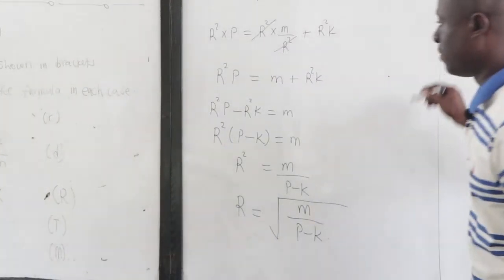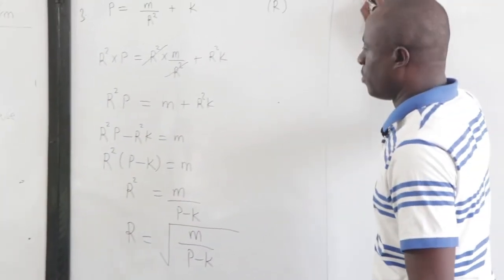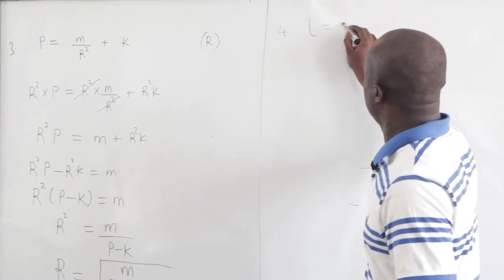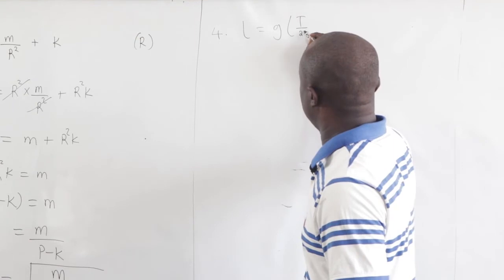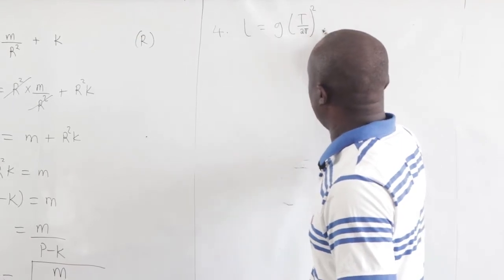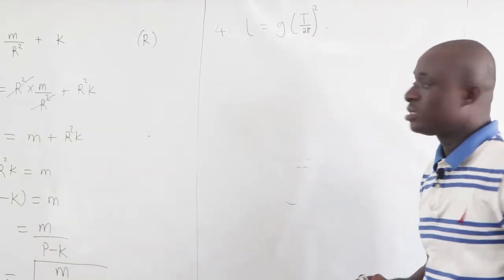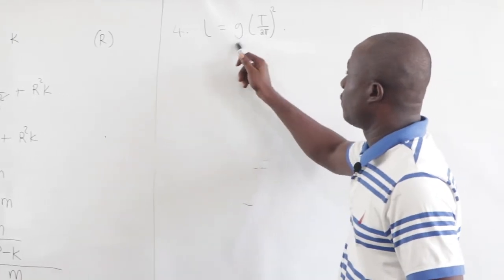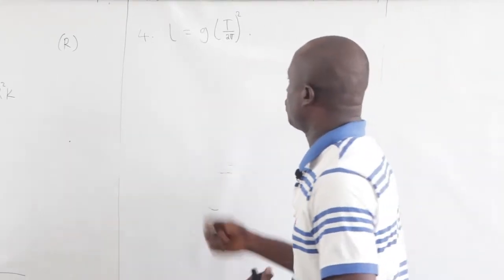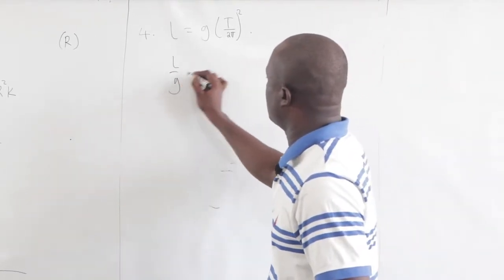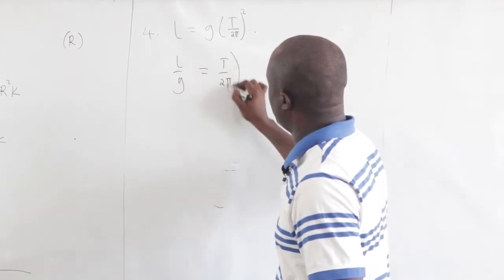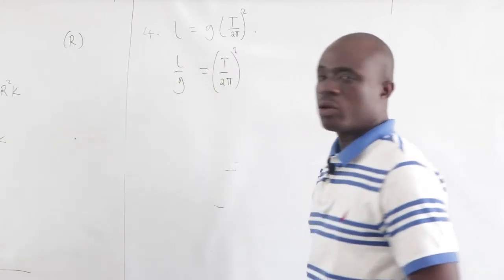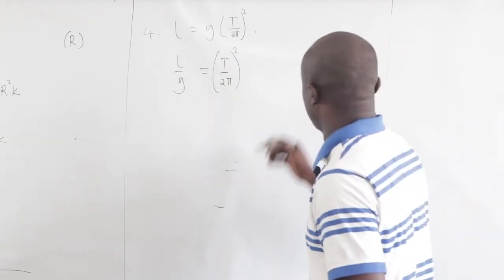Now let's see the fourth question. We have L equal to G, T all over 2 pi, all squared. We want to make T the subject. So what do we do? We can divide through by the G. So we have L over G equal to T over 2 pi, all squared. We want to make T the subject.